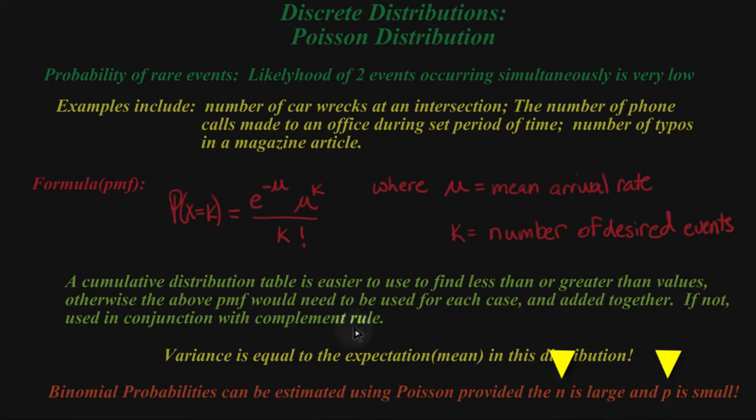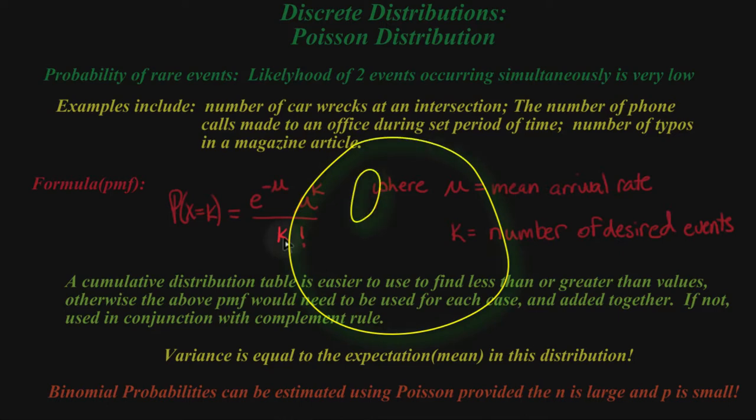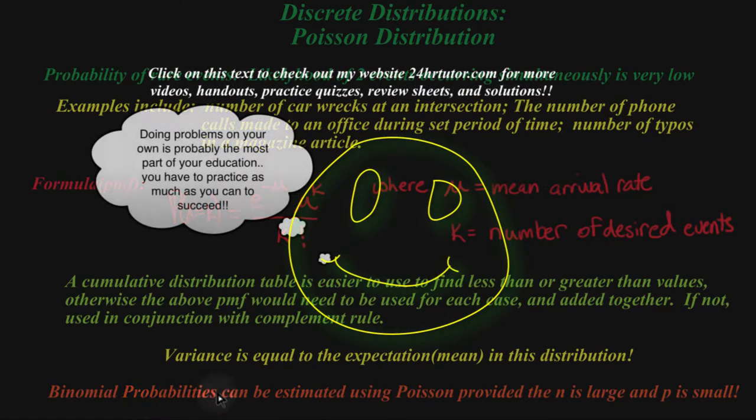All right? So that's an introduction to the discrete distribution named Poisson. Make sure you check out the example videos to see how you work with this formula, the PMF, and how you can do some binomial approximations using Poisson. As always, practice, practice, practice is the best way to learn this stuff.